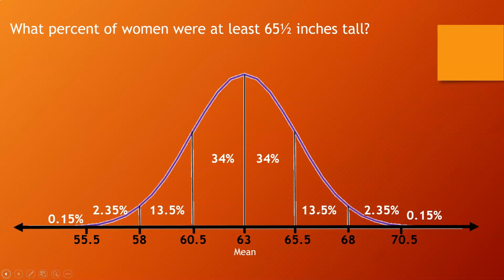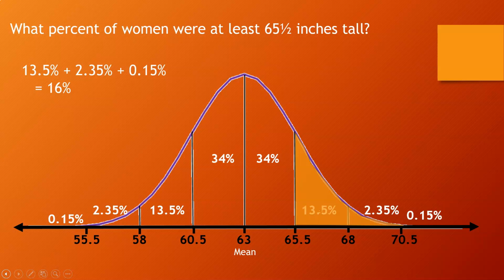So looking at the number line, we can see where 65.5 is, and we want all the heights that are at least that. So from 65.5 all the way to the right-hand tail. Now there's two ways to get this. We could add the percentages that we see in the regions that are shaded. So 13.5% plus 2.35% plus 0.15% gives a total area of 16%.